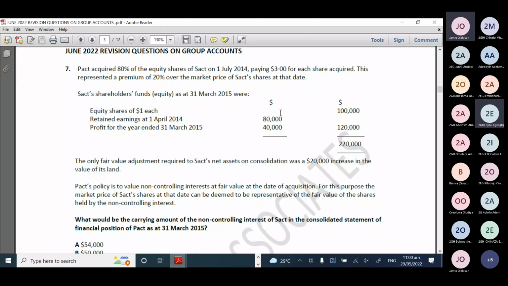This examiner is very tricky. It paid something higher than the market price. Isn't that what we saw here? It says that the $3 that this guy paid represents a premium of 20% over the market price of SAC's share. What we are interested in, that we must multiply by 20% of 100,000 units, is the market price of SAC's share, not the amount that Pact paid. How will you derive that? This examiner is bad, and this is a past question. Would that be 80% of 3?